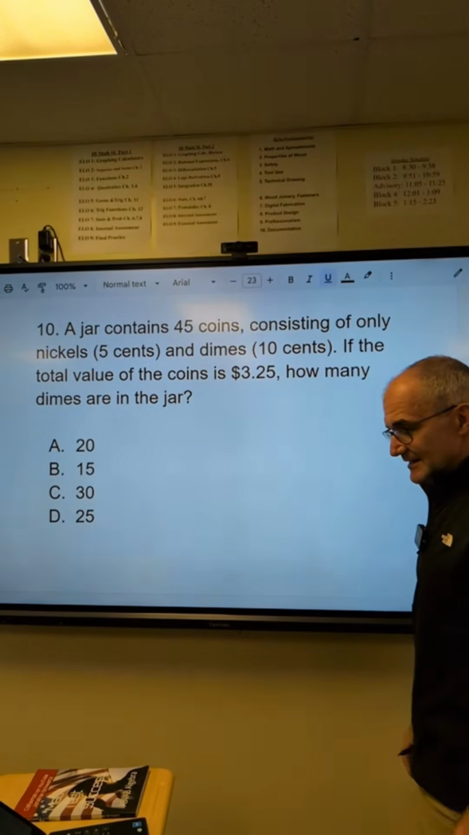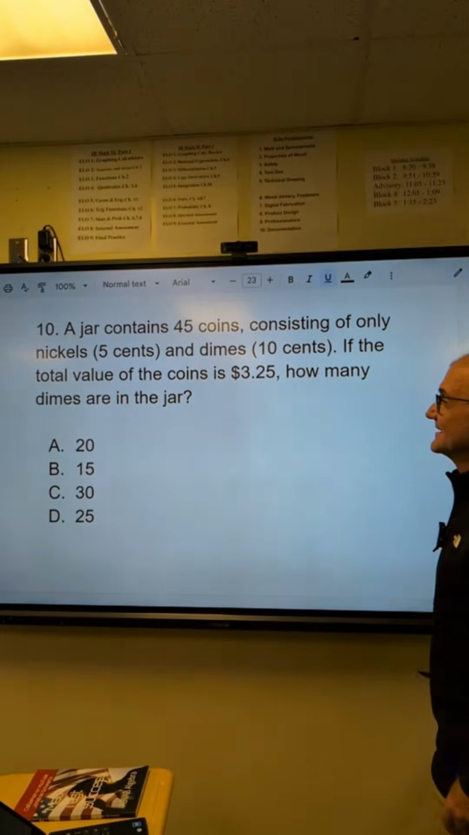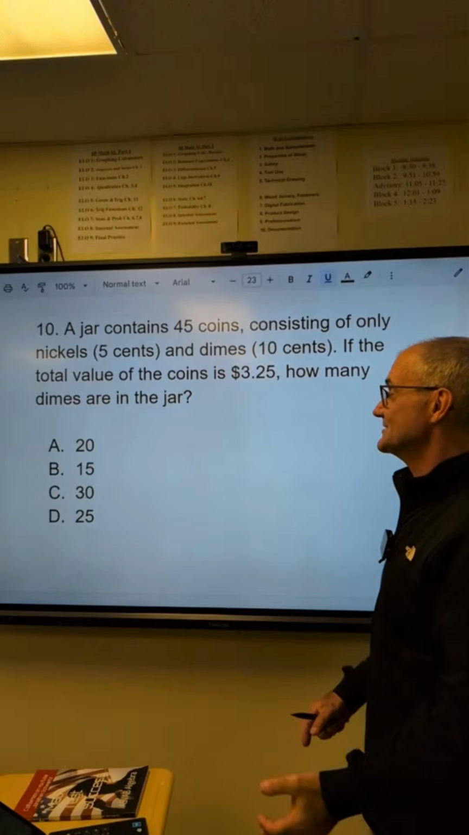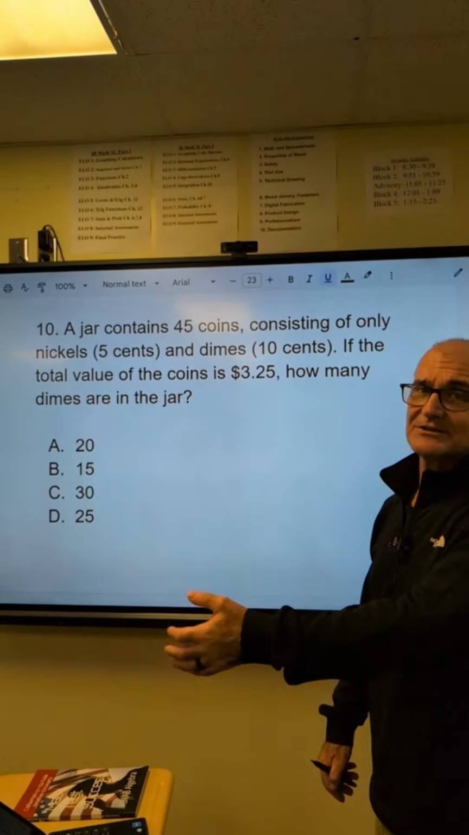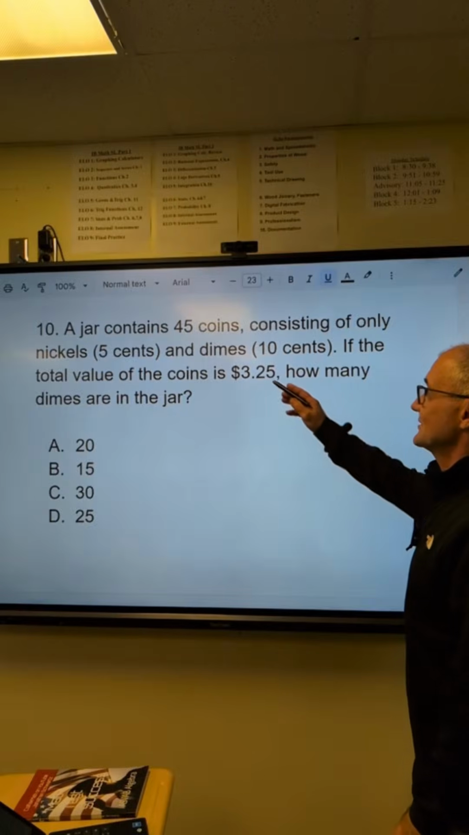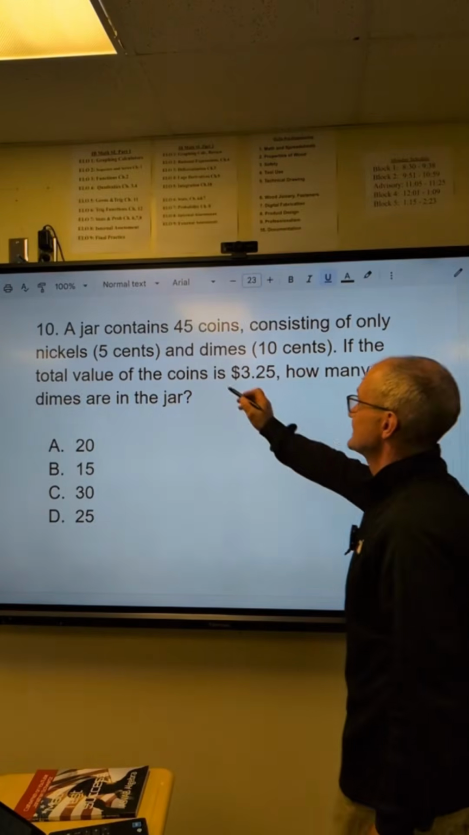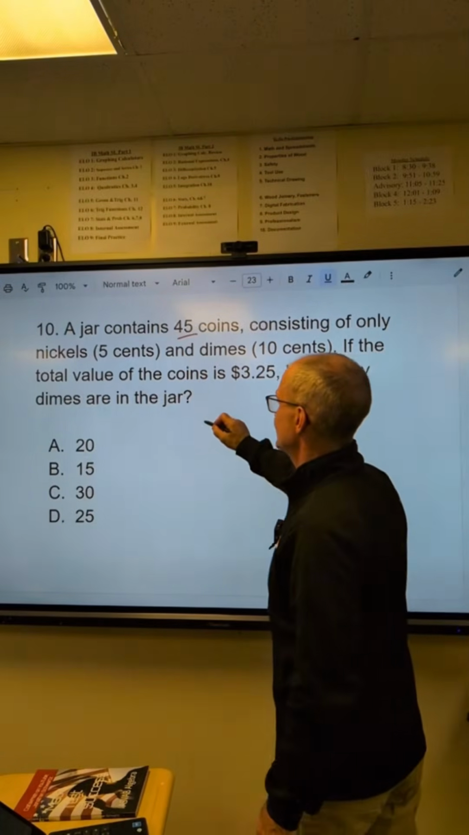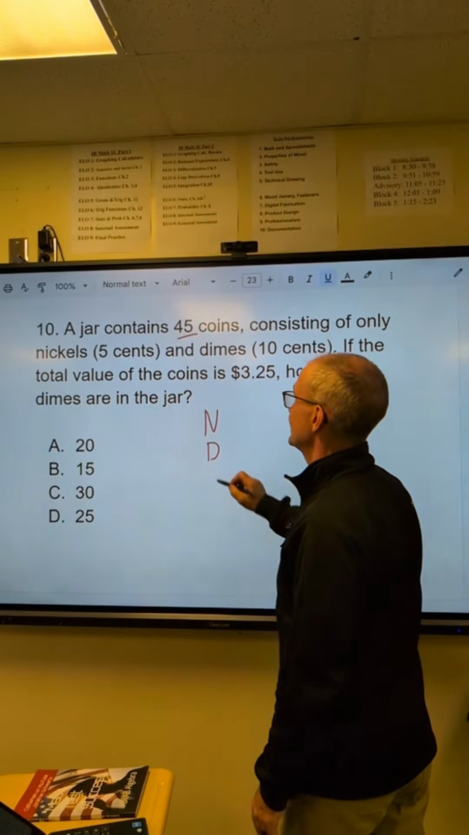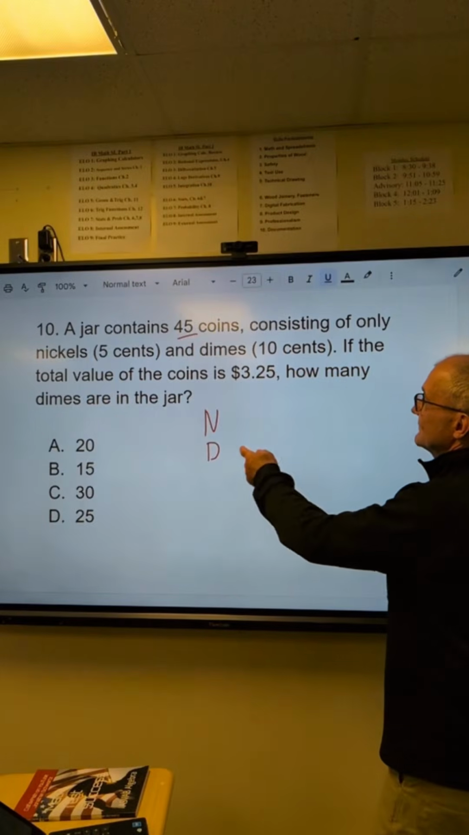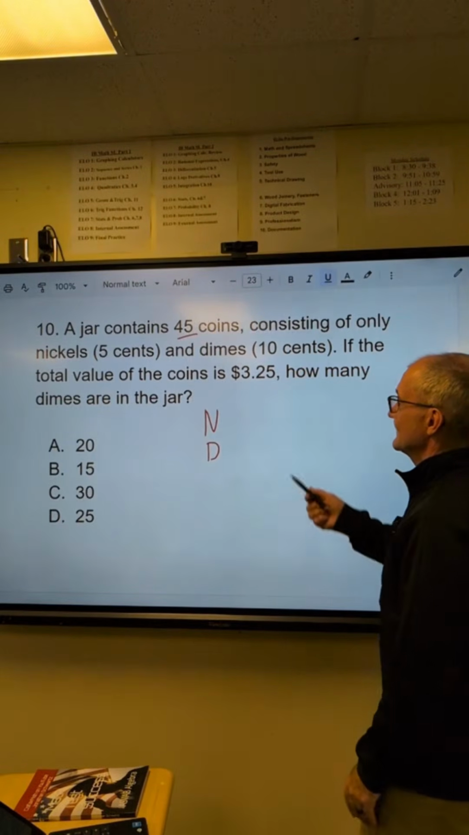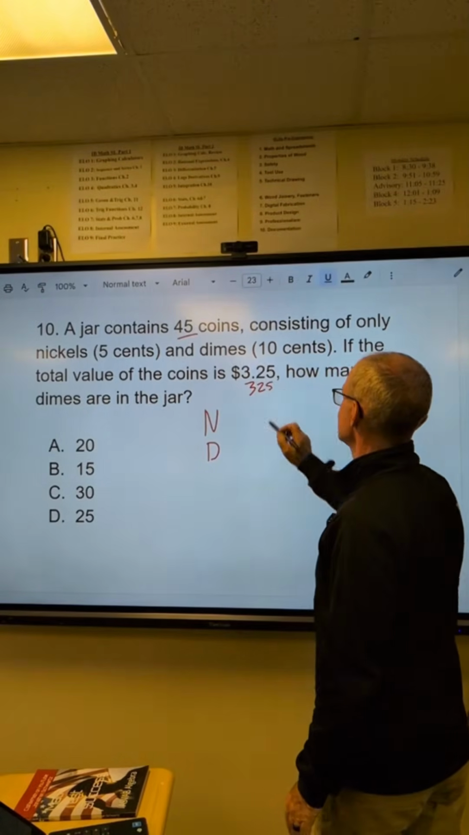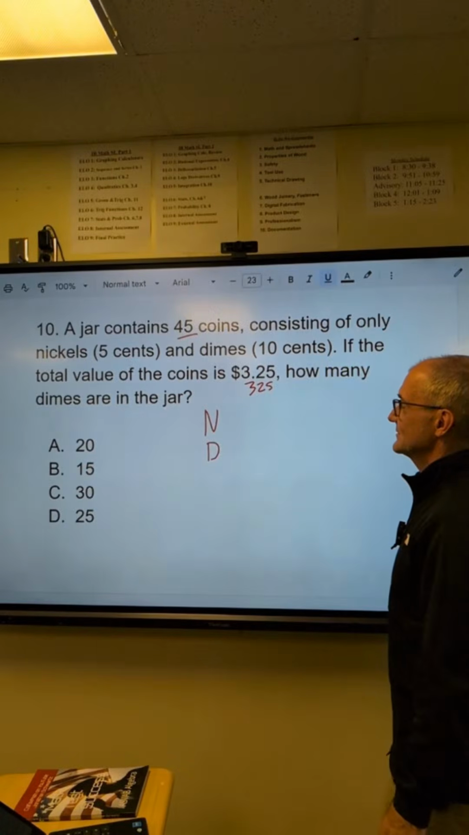All right, looks like we got some answers here. This is a tricky one. Let's see if we can figure it out. I think I'm going to do this one algebraically first, and then see a second way to figure it out without algebra. So a jar contains 45 coins. That's the number of coins I have. They are only nickels and dimes, so I have nickels and dimes. If the total value of the coins is 325, I'm just going to turn everything into cents. So I'm going to make this 325 cents. How many dimes are in the jar?